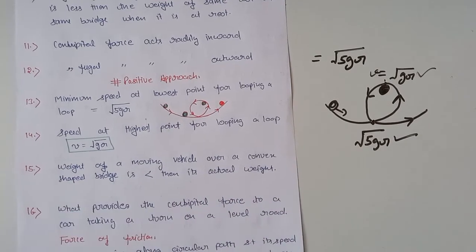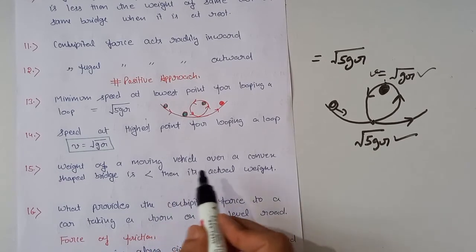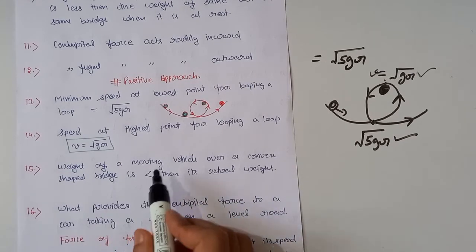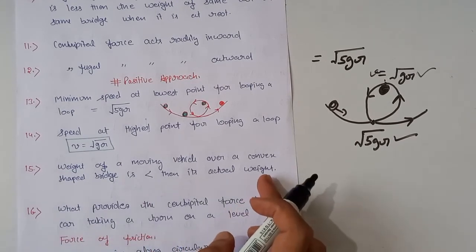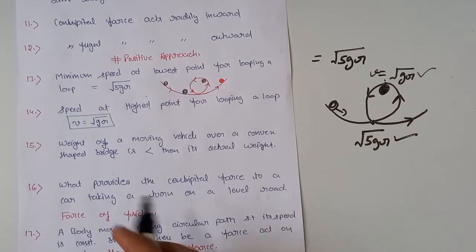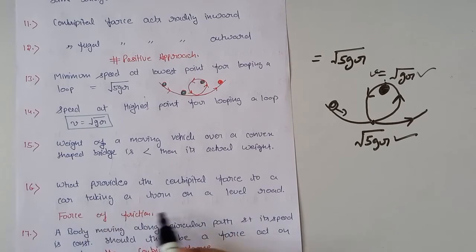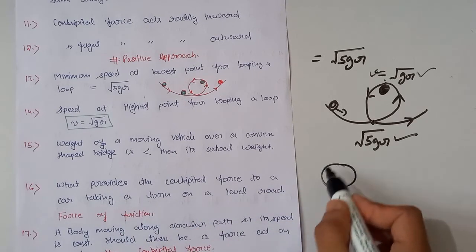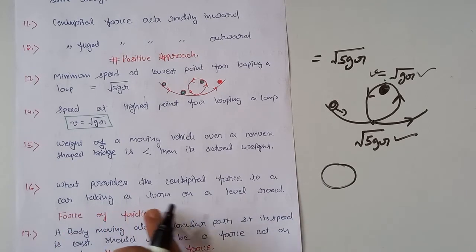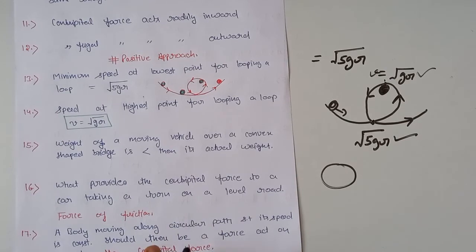Our next key point: the weight of a moving vehicle over a convex sharp bridge is always less than its actual weight. Our next key point: what provides the centripetal force to a car taking a turn on a level road? The force of friction provides this centripetal force to a car taking a turn on a level road.